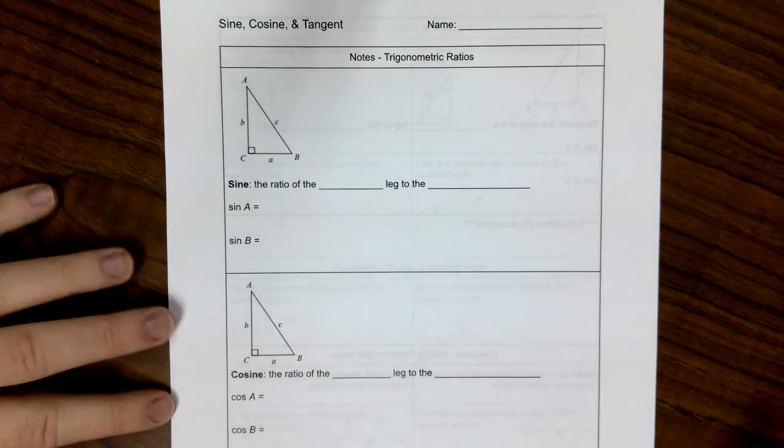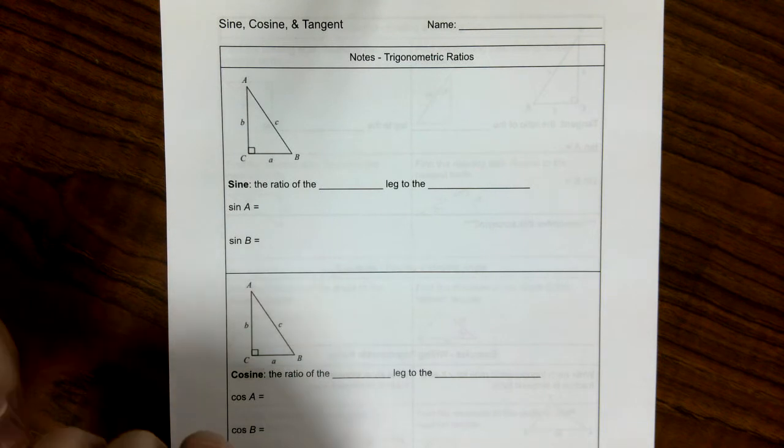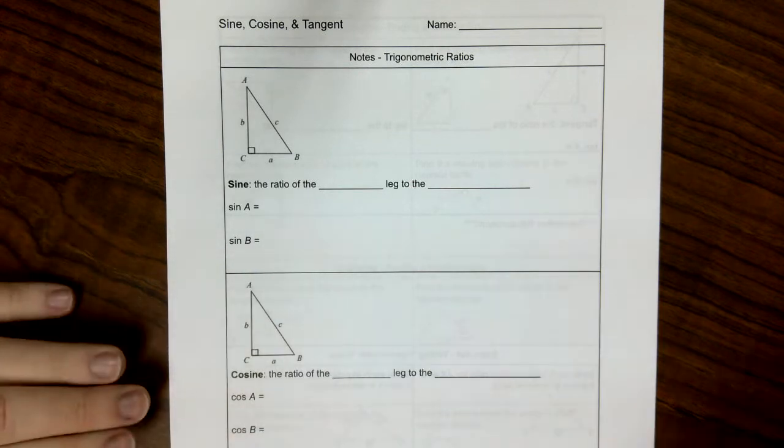Now, sine, cosine, and tangent are all ratios. They are relating one side of the triangle to another side of the triangle. They're very specific in how they relate them, okay?